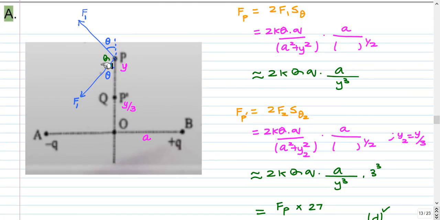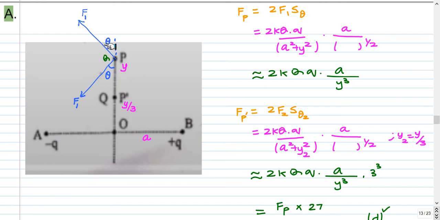So initially the charge q is at location P, which is at a distance y on the equatorial line. Let's assume capital Q is a positive charge. That does not affect the answer. Because of this plus Q, there will be a repulsive force in this direction, and because of this minus Q, there will be an attractive force. This point P is on the equatorial line, so it is symmetrically placed between the two charges.